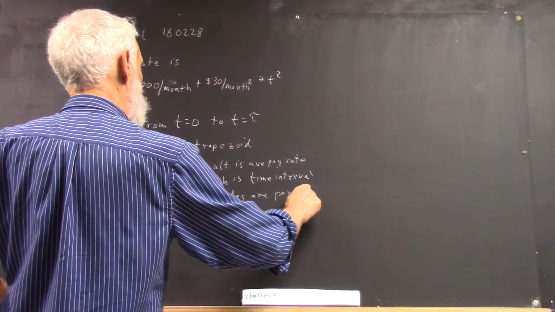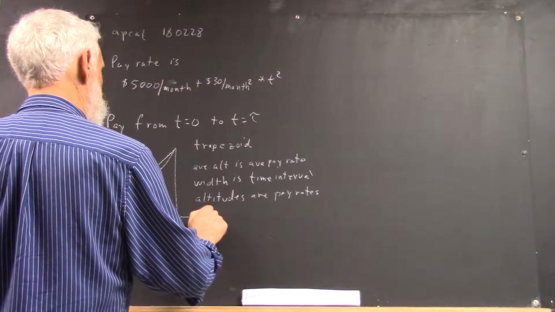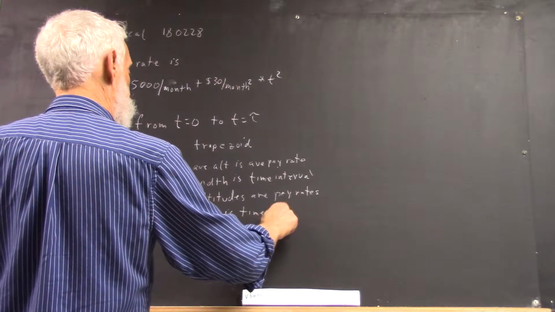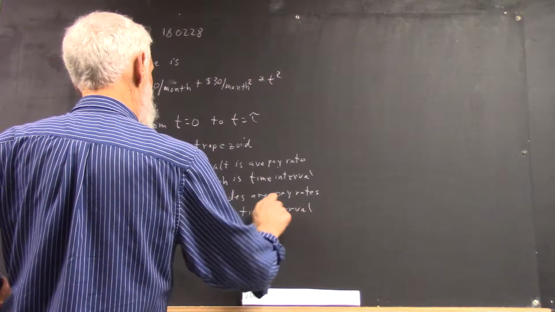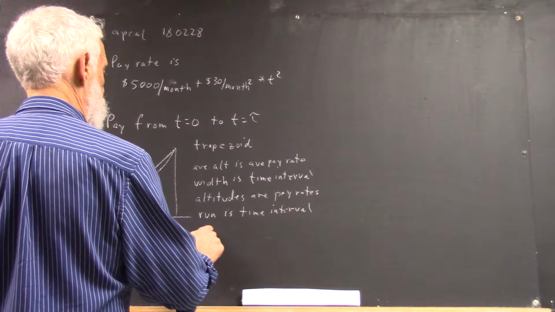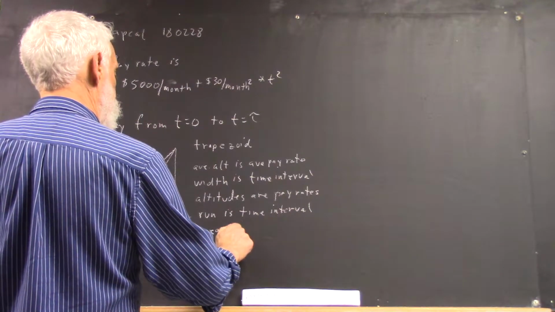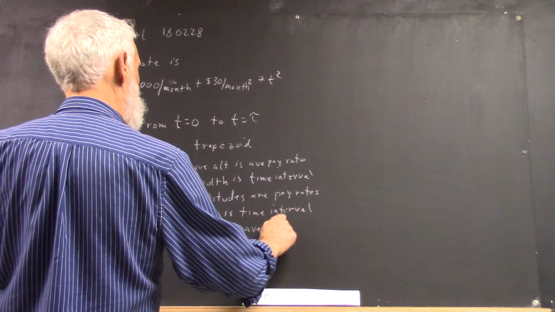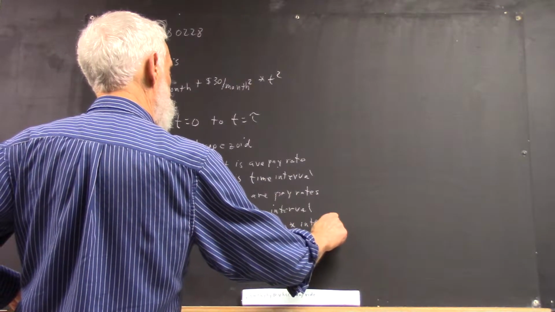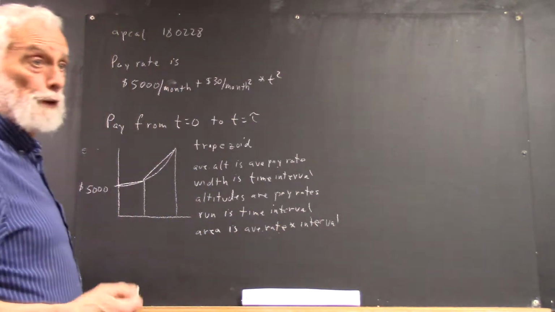Altitudes are pay rates, and the run is your time interval. Okay? So area is average rate times your interval. That is your average pay rate in dollars per unit of time multiplied by the time interval in units of time.